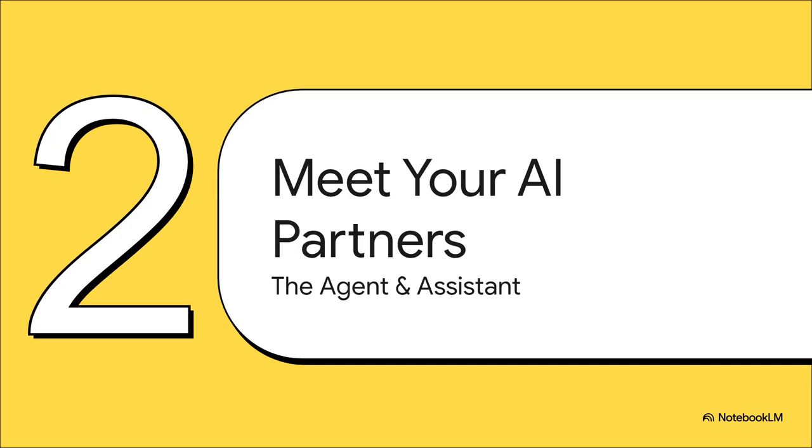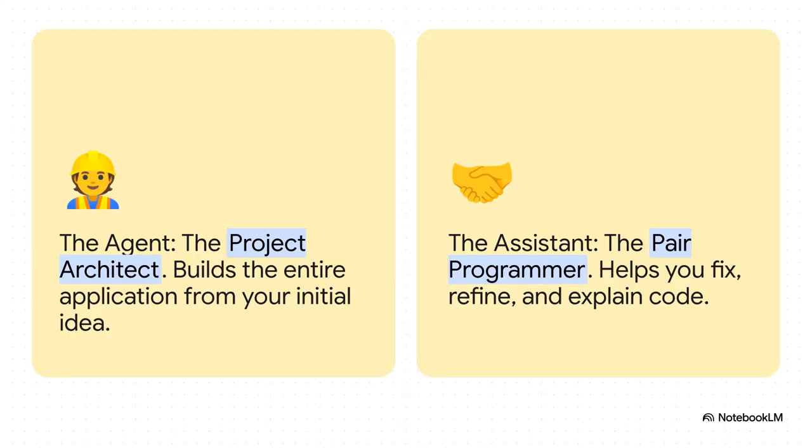So, how does this actually work under the hood? Well, Replit AI isn't just one single tool. Think of it more like a team of two distinct AI partners that work together. And understanding their different roles is really the key to using them effectively. And the way they split up the work is actually really simple. The agent is like the project architect. It takes your big idea, your blueprint, and it builds the entire house from the ground up.